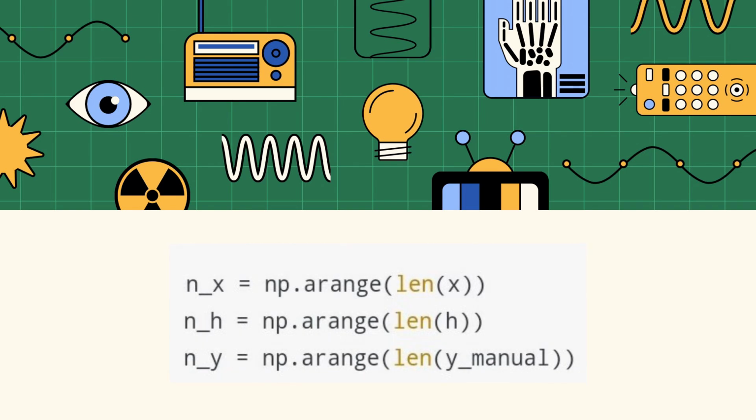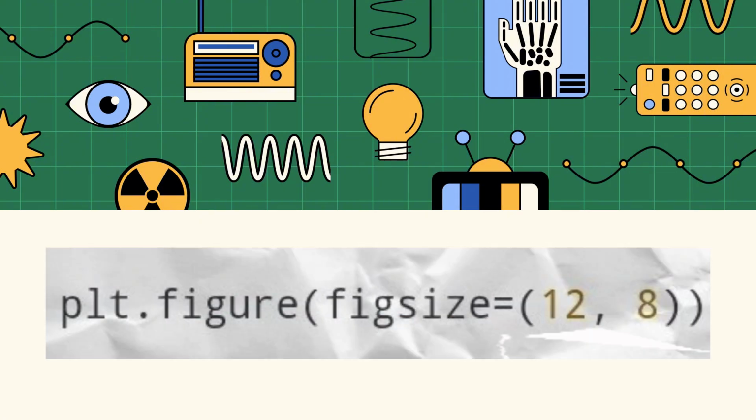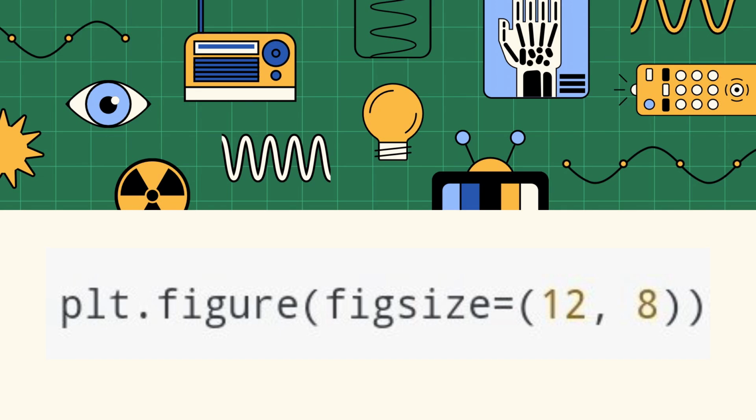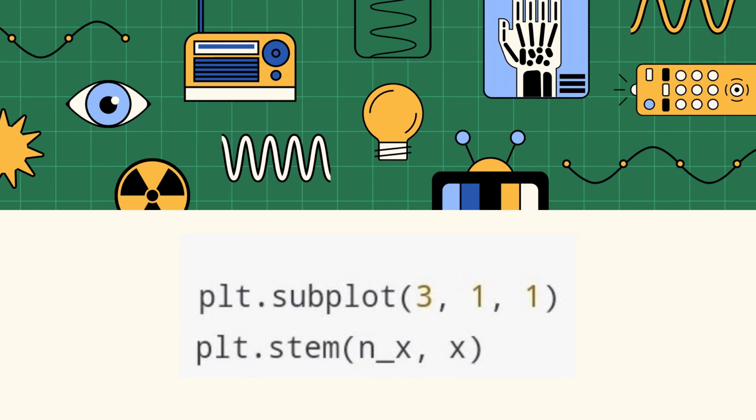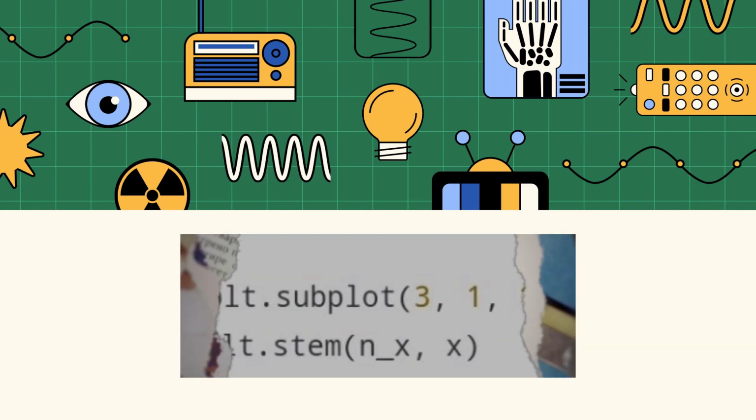Creating time indices. These arrays define discrete time indices for plotting each signal properly. Plotting signals. A figure window is created with enough space for 3 plots. Plot 1. Input signal x of n. This stem plot shows the input signal x of n, emphasizing that it is discrete time.